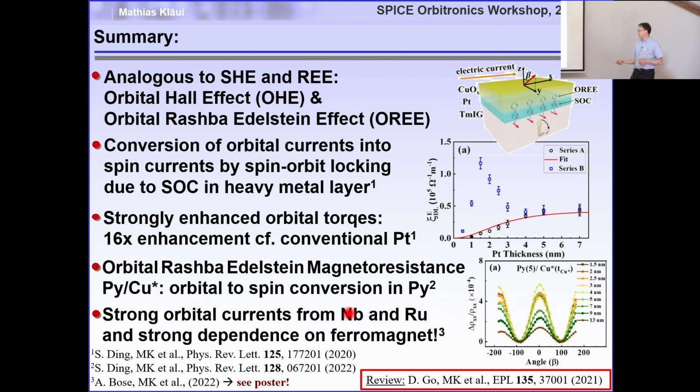And there we find that in well-defined niobium and ruthenium, where we know the crystallite size, we know the crystalline structure, we can tell Dongwook what we actually have, so we can calculate something reasonable. We get a strong dependence on the ferromagnet, which is unique to, at least as far as I can see, this orbital effect. It is not present in spin orbit effects.